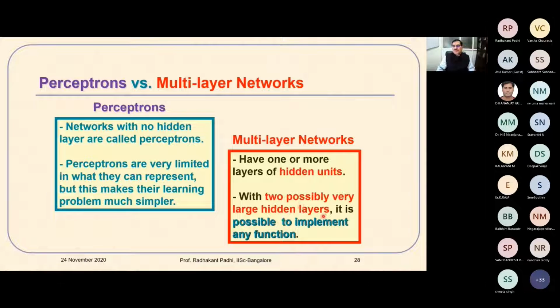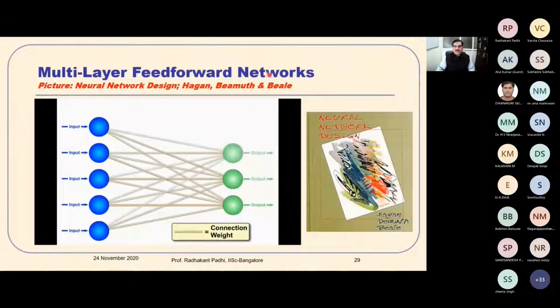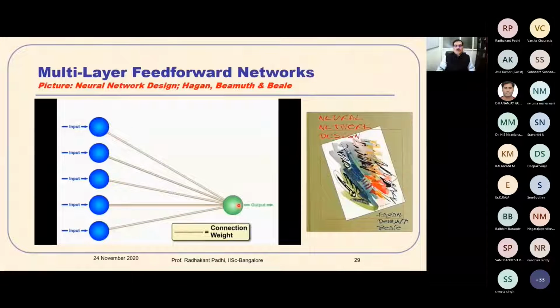What is multi-layer? Just extending that concept. You've got one or more layers of hidden units, and possibly very large hidden layers as well, and it is possible to implement any function. So this is just a generalization of the perceptron. This is the concept of a multi-layer feed-forward network.